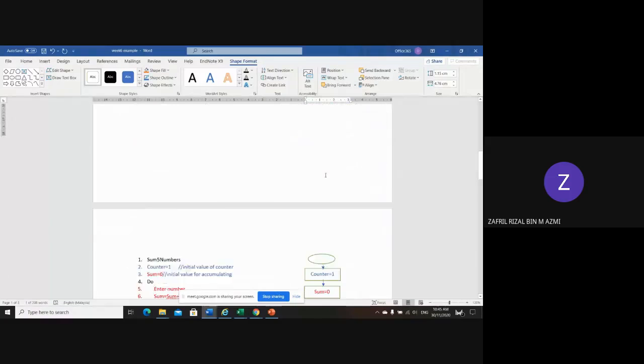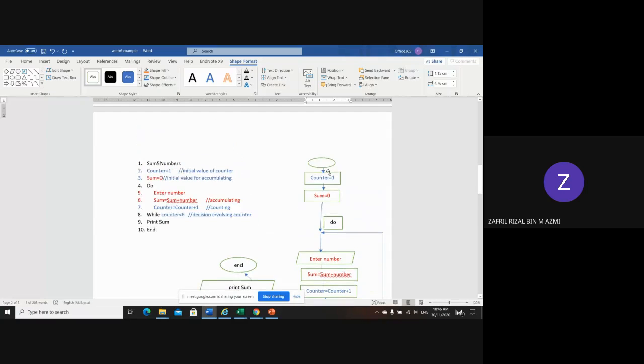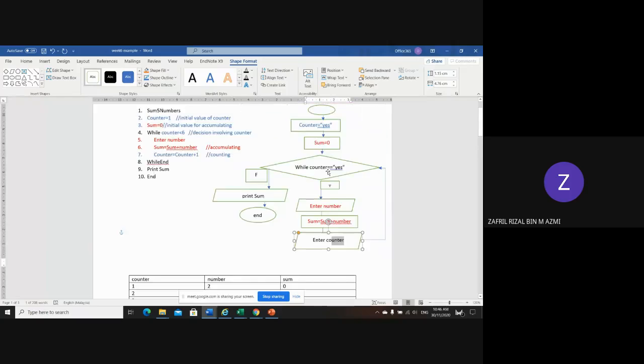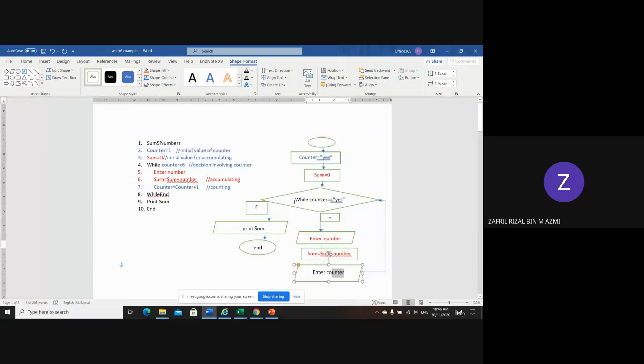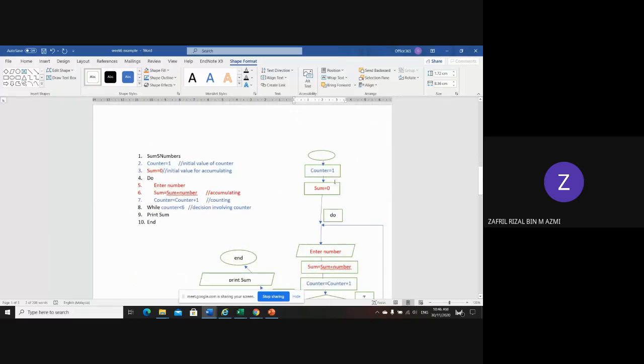So same goes to do while. Same goes to do while. However, this is where you need to properly select what types of loop structure that you must use. For example, if we follow the same setting from while, if you apply it over here, so this one, yes.